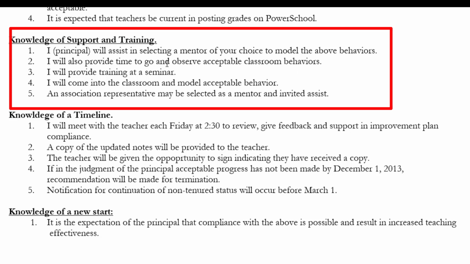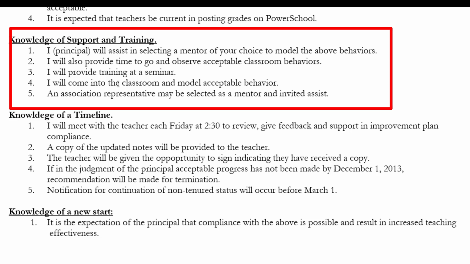Because what happens is, yes, you're the principal and you're in charge of supporting them, but they may not see you as a support. They may see you as the enemy. You just put them on an improvement plan or probation. So let them choose somebody.